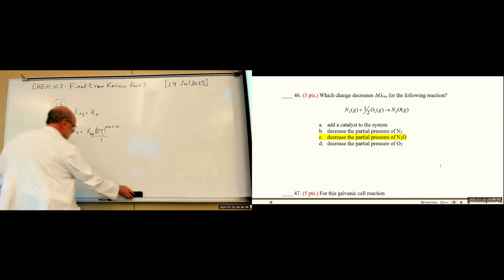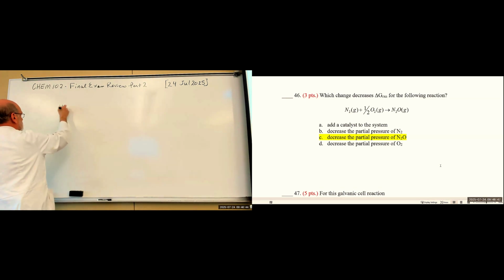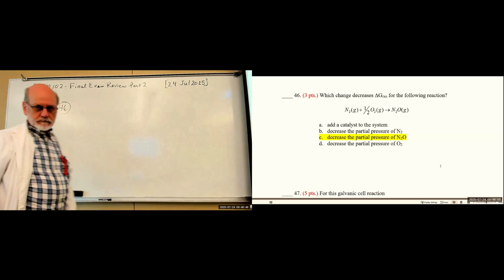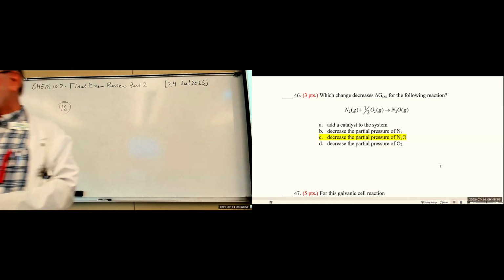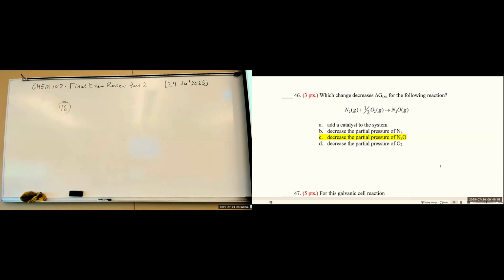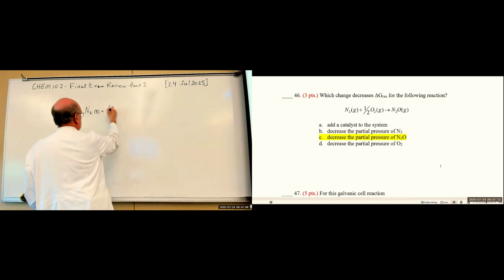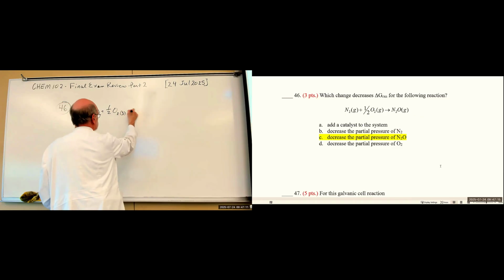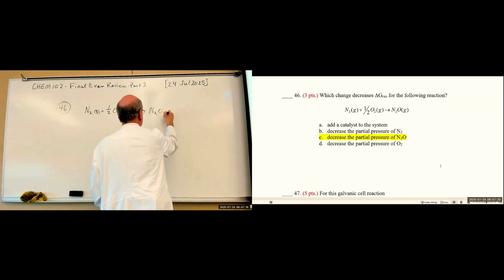All right, 46. Which change decreases delta G for the following reaction? Okay. Let's put the reaction up there first. N2, it has to be a gas. 1/2 O2, also a gas. And then we end up with N2O gas.